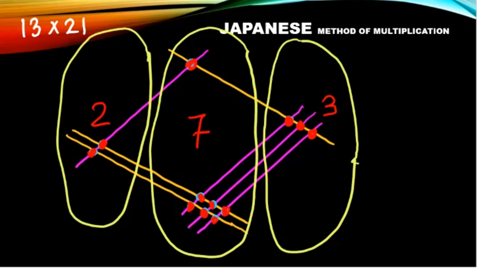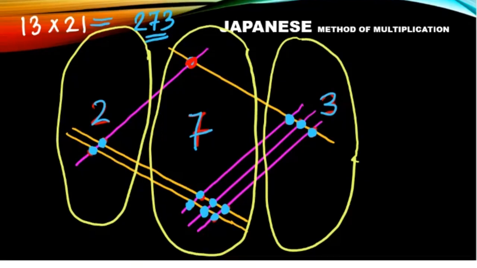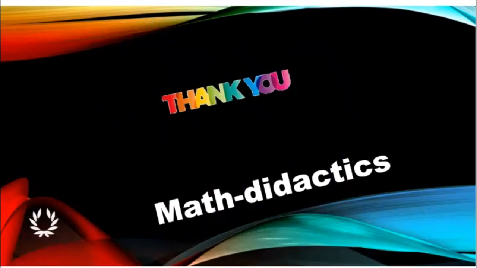So children, here the number 273 we have to write down as it is in the answer, that is 273. I hope children the Japanese method is also clear to you, and all the methods, that is column method, doubling method, split method, box multiplication method, lattice multiplication method, and Japanese method. All 6 methods are clear to you.